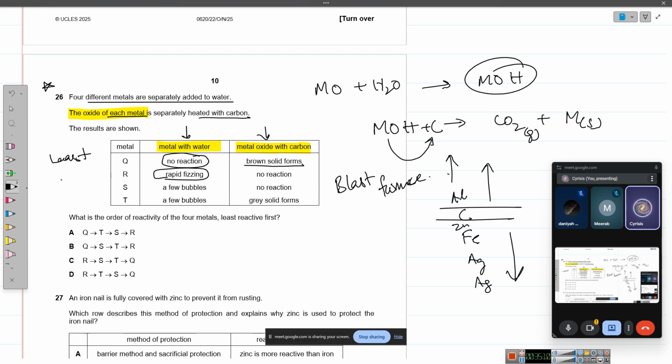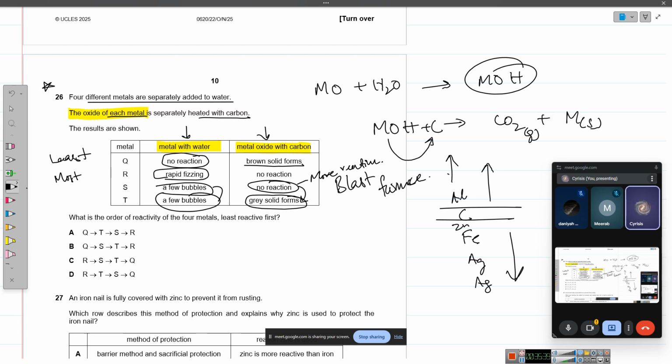That is going to be the most reactive metal, right? Most reactive metal out of them. Few bubbles and few bubbles. For this, we'll have to look into this, right? No reaction of this with carbon. That means this is more reactive, right? Now comes our play over here, right? More reactive. Okay, so rapid fizzing and this gray solid forms. That means that the carbon is able to react with it upon heating, right? When we heat it up.